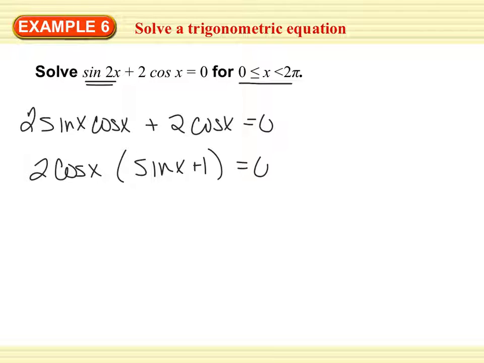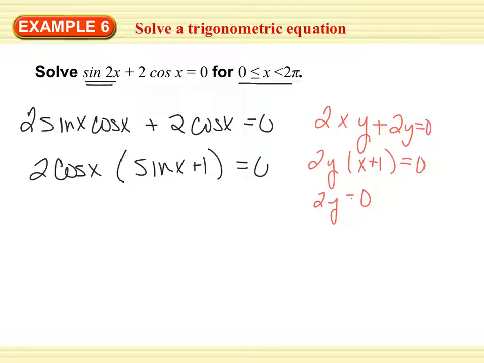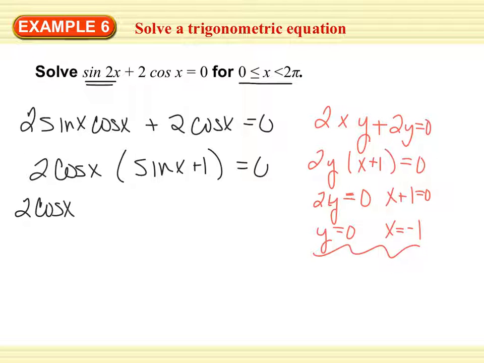Here I actually have what looks like a formula that we've learned how to solve. Like if I made this 2x y plus 2y equals 0, I can factor it out to 2y times x plus 1 equals 0. I'm doing this because it might make better sense. That means 2y equals 0, y equals 0, or x plus 1 equals 0, x equals -1. So this is the type of thing I'm doing on the left hand side of your screen in black. Here I have 2 cosine x equals 0.